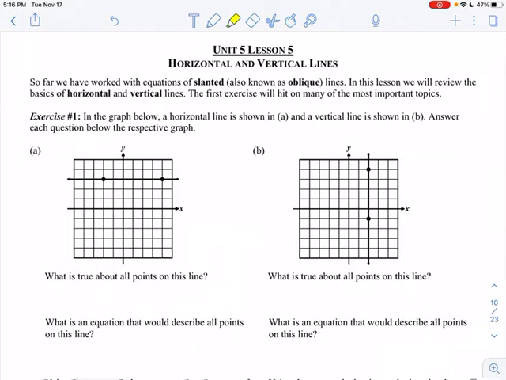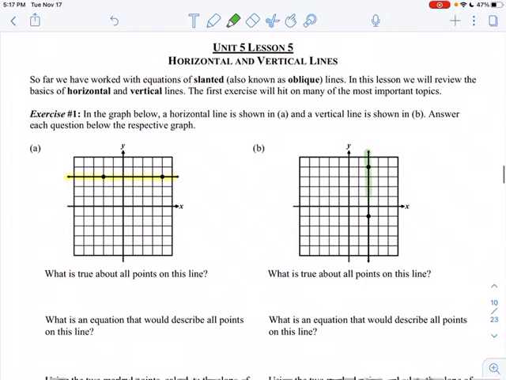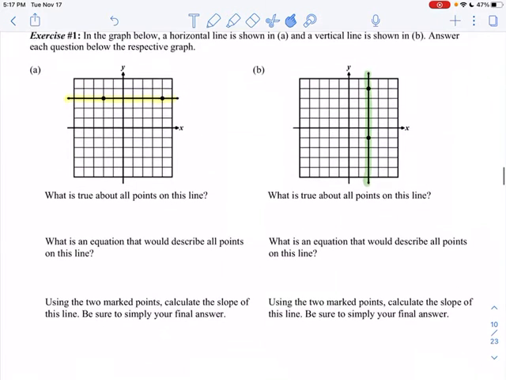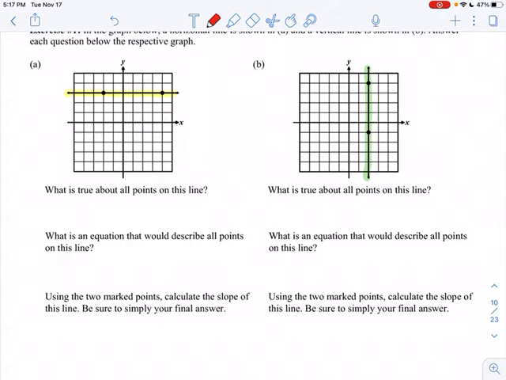So we can see, let me highlight it for you. In A, I have that nice horizontal line right there, and in B, I have this vertical line right there. In the graph below, a horizontal line is shown in A, a vertical line is shown in B. Answer each question based on the respective graph. What is true about all the points on this line? So I'm looking at A.